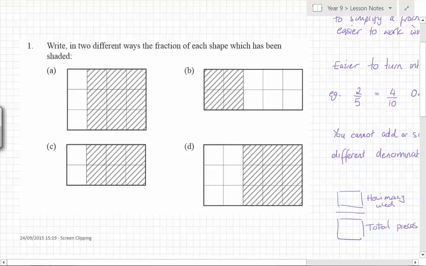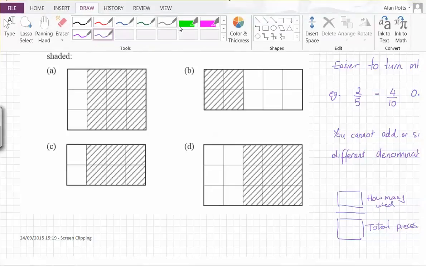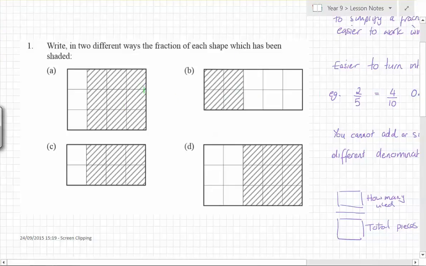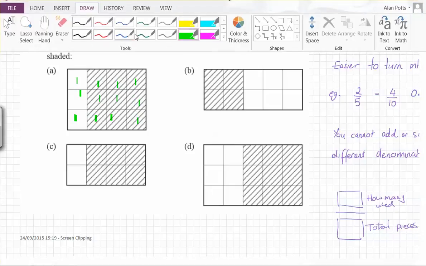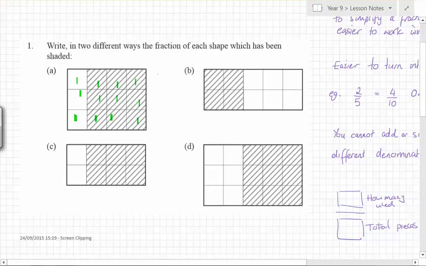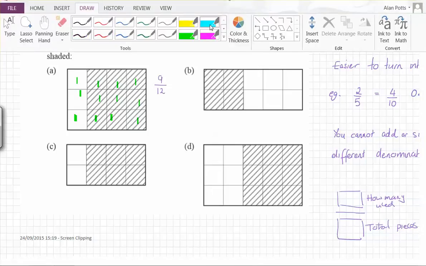Right. So in this case, it says there are two different ways. Obviously the most obvious split is that it's been split up into individual squares. So that would mean that the denominator would be 12. Okay, so we've got something over 12. And then because we've split it into squares, how many have been shaded? Jana? 9. So 9 out of 12 have been shaded.